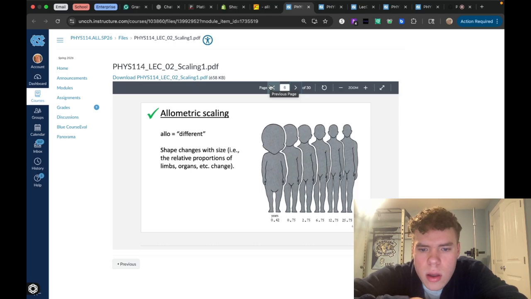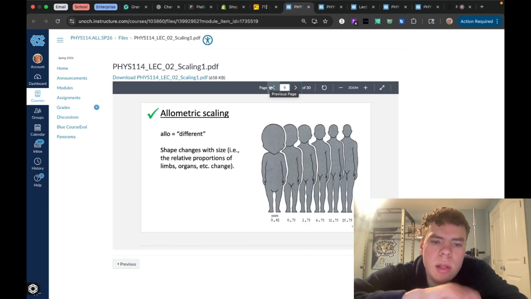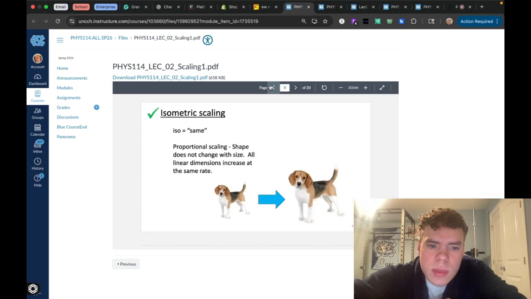So like when a child is born, their head is large in proportion to their body, but as they grow, it changes. So different parts of their body grow at different rates. So that'll be allometric scaling, and isometric scaling would be growing at the same rate.